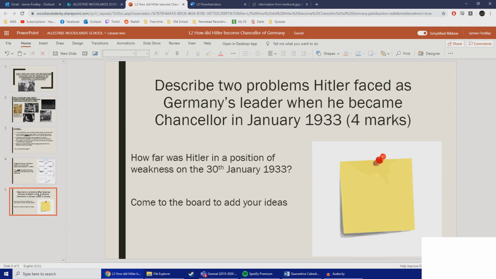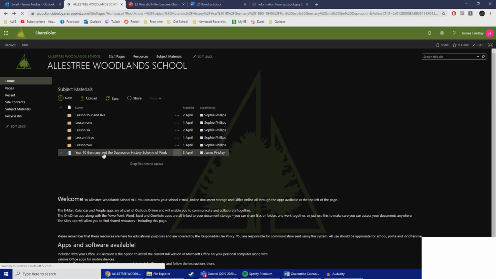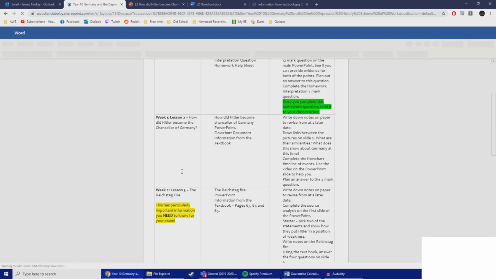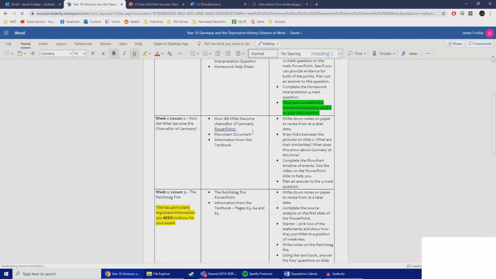If you finish that, there is an end challenge, which is: describe 2 problems Hitler faced as Germany's leader when he became Chancellor in 1933. It's a 4-mark question, but I'm not expecting that to be done as an exam question. It's mainly just to check that you understand where this could fit into an exam question. Because if we go back to this sheet here, week 1, lesson 2, it just says plan the answer to the 4-mark question. So you don't need to write it as an exam answer, but it's just to give you an idea of where this stuff could fit into the exam.